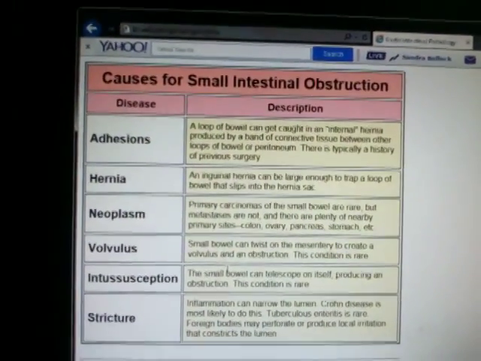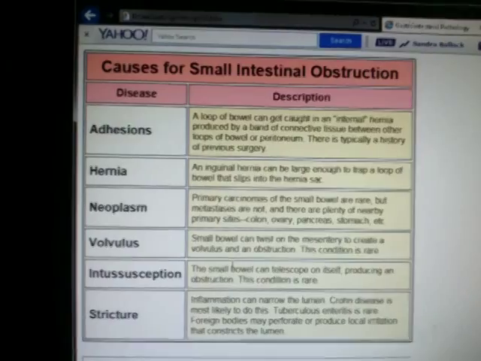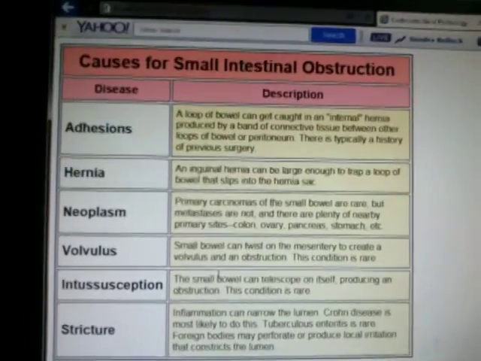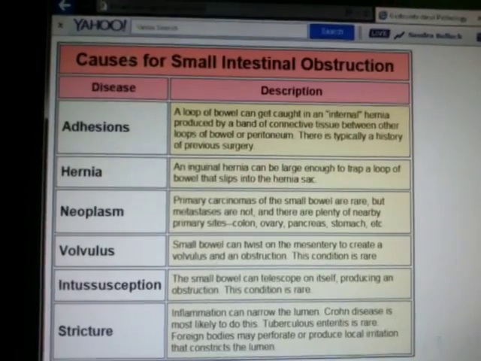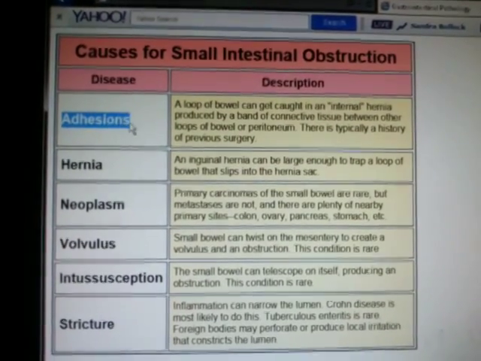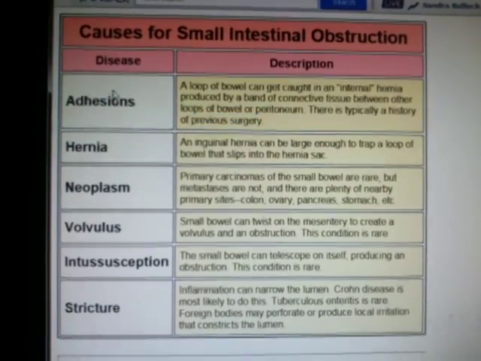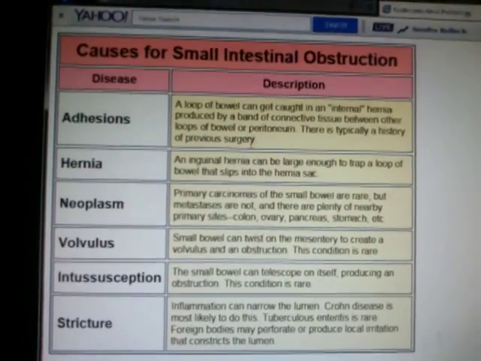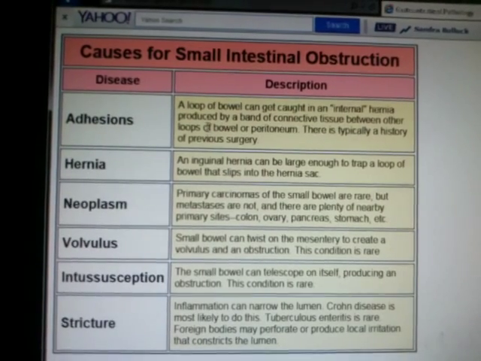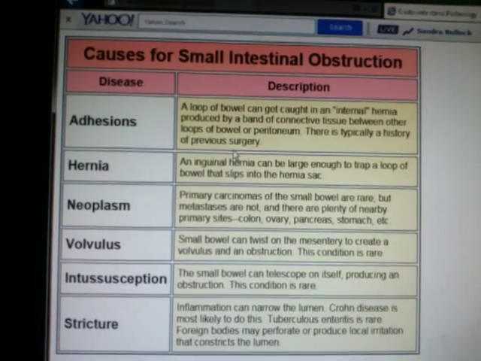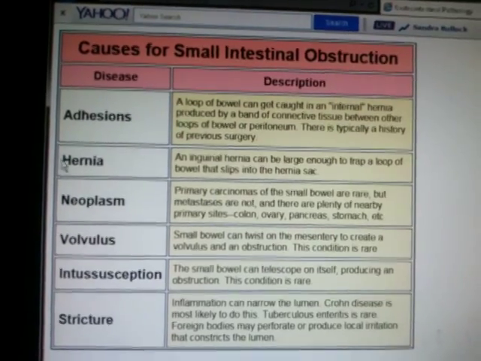The small intestine can also suffer from intestinal obstruction, and the main causes of intestinal obstruction are as follows. We have adhesion, which is the main cause, and the patient usually has a previous history of operation or surgery, and this surgery can lead to fibrous tissue and adhesion between the bowel loops, and so lead to intestinal obstruction. The other cause is the hernia.